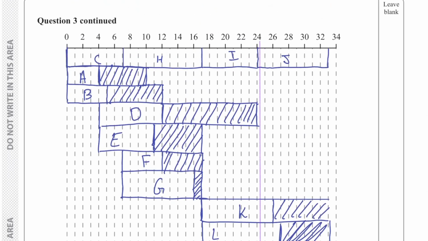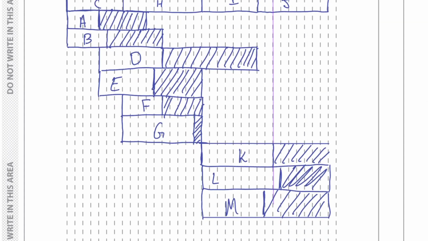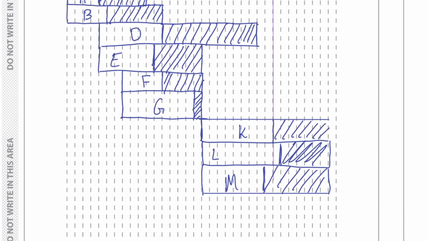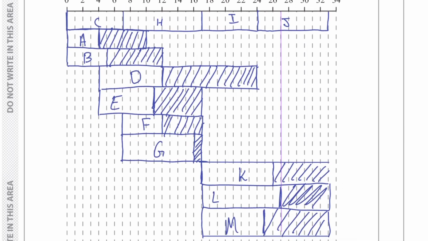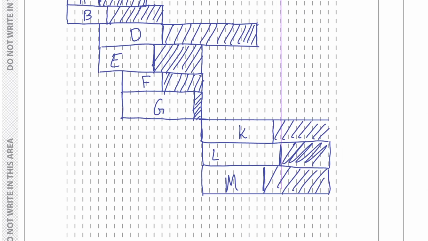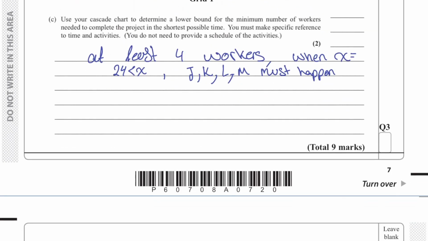24, let's put it 26. We shift that. K is still going to happen. J is still going to happen. M is still, 1, 2, 3, 4, 5, 6, 7, M is also still going to happen. What about 27? No. J is going to happen. K is going to happen. L is going to happen. M is not going to happen though. So the range is going to be between 24 and 26.